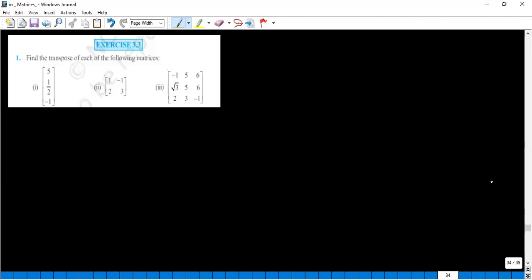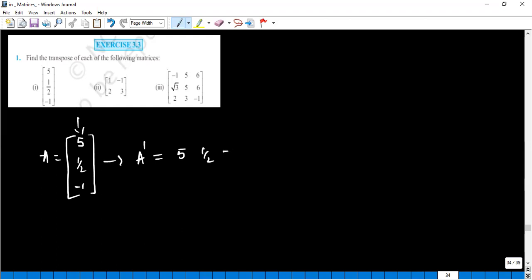Yes. Let us see some examples. Find the transpose of each of the following matrices. Okay. Let us find out. What we need to do, they have given a matrix. I'm taking the name as A: 5, 1 by 2, minus 1. I have a matrix here, and I wanted to write A transpose or A dash. I need to write the column as row. So I will get 5, 1 by 2, minus 1.